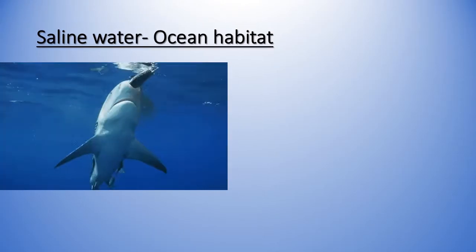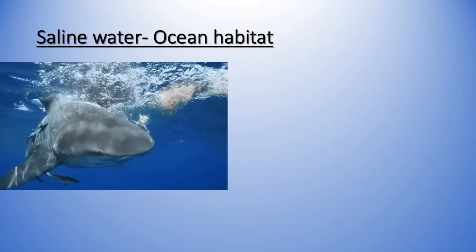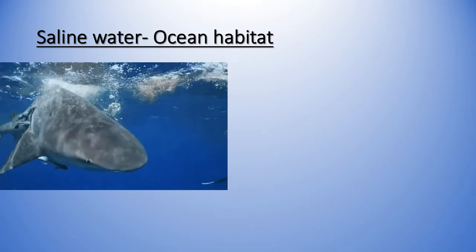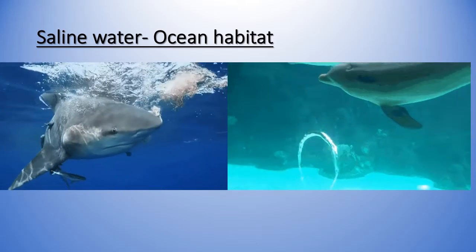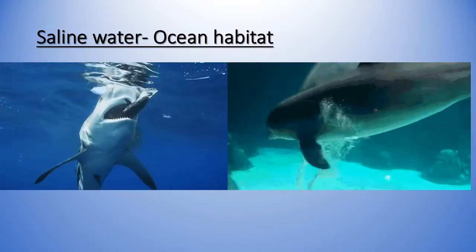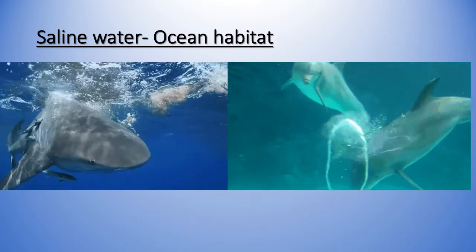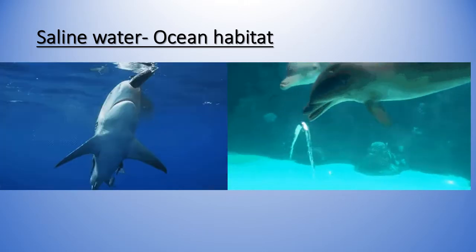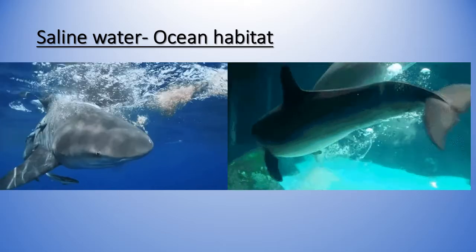Saline water ecosystem, or the ocean habitat. You'll find big predators like the shark, dolphins, whales also, and other fishes, and turtles too.